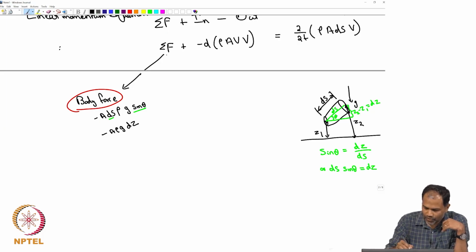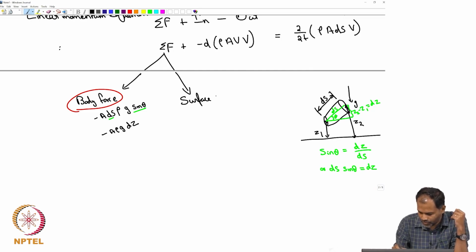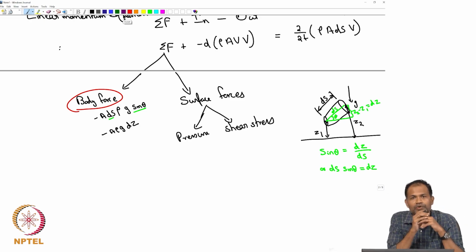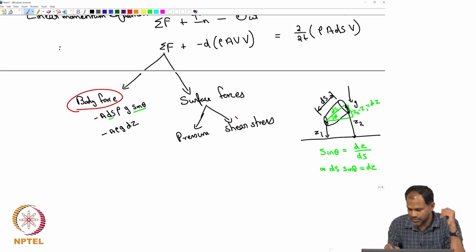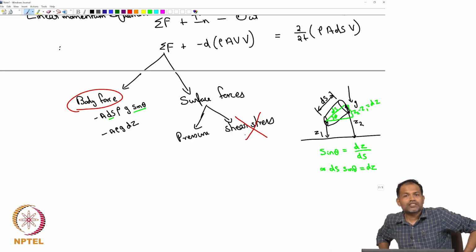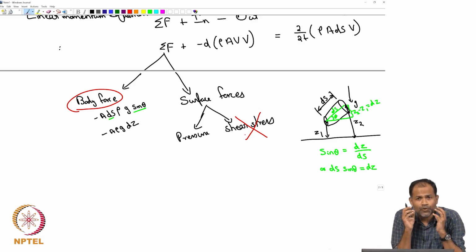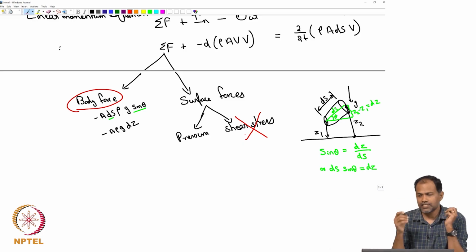Now, we have got surface forces. And we know that surface forces are of two types. One is pressure, the other is shear stress. What we are going to do is neglect shear stresses. So, we know that shear stress arises from viscosity, or it is due to friction. So, by neglecting shear stresses, we are talking about a frictionless fluid.